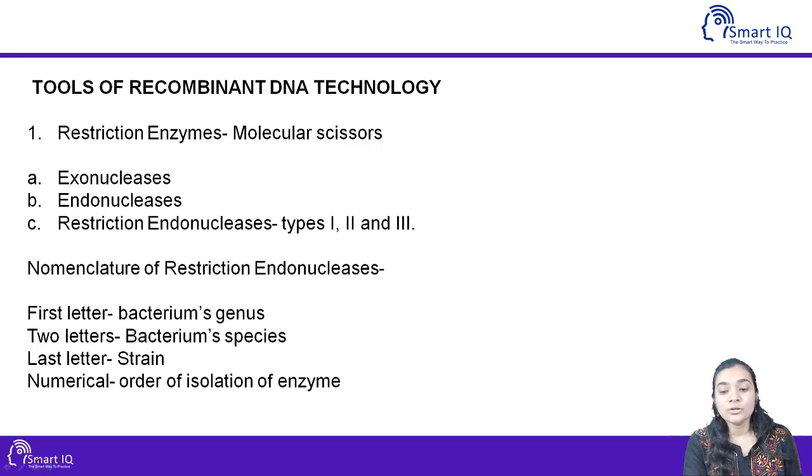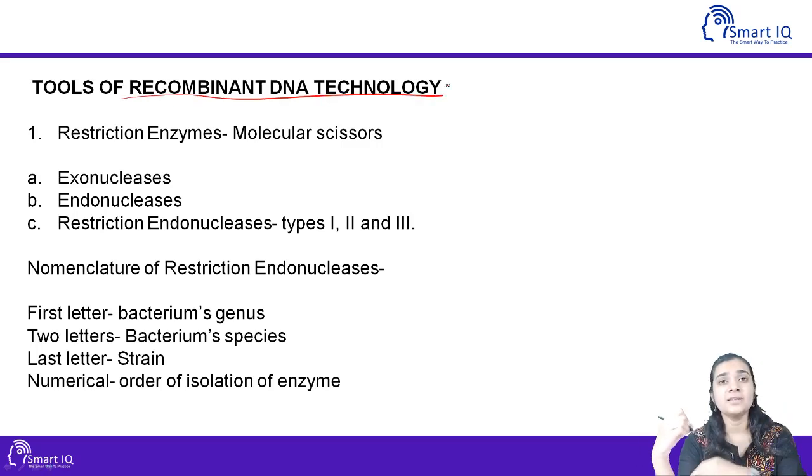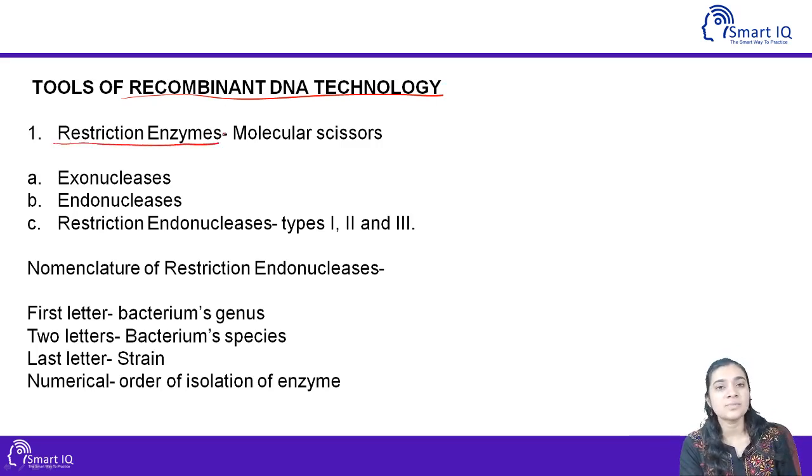Now next, tools for recombinant DNA technology. We have various techniques and tools that are used for the production of recombinant organisms. Now the first tool is the restriction enzymes. This is perhaps the most important tool of all, and they are called molecular scissors.